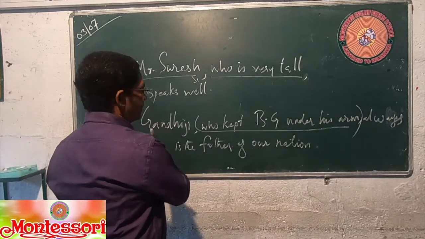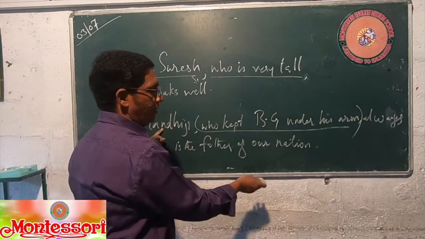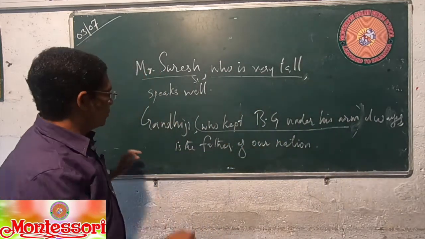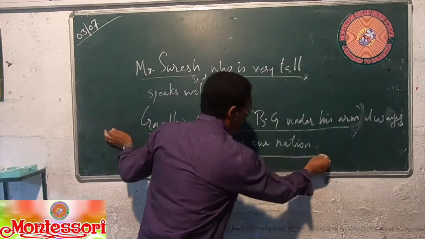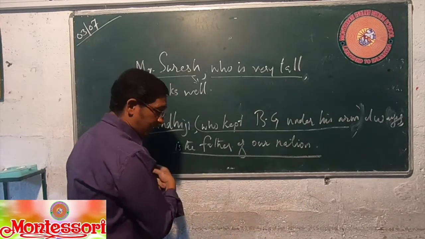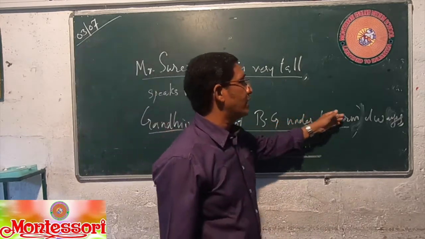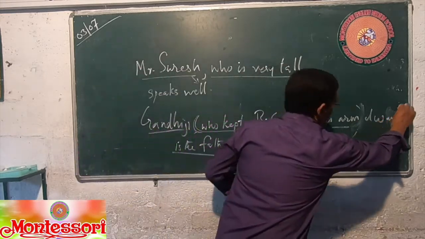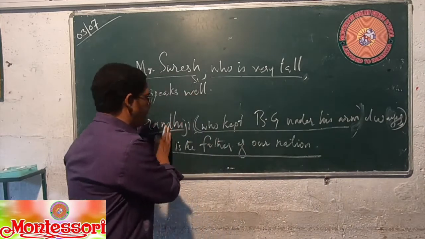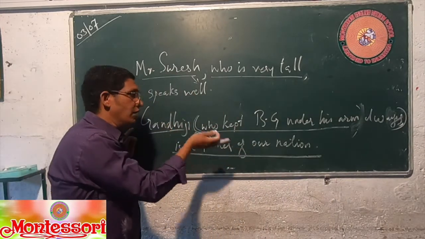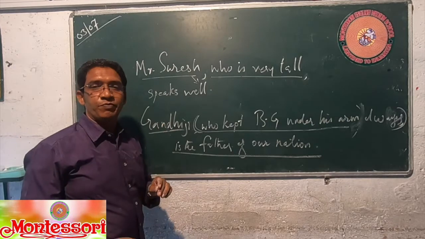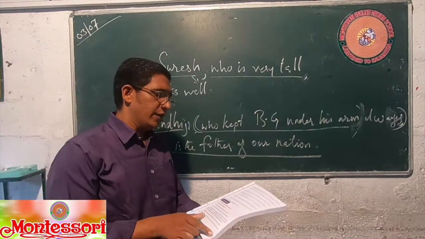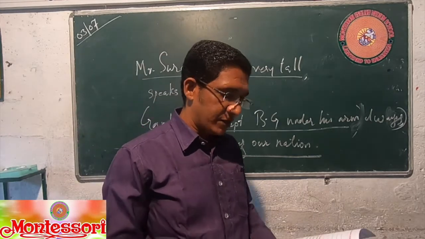Without that also you can understand Gandhiji. Gandhiji is the father of our nation. And I am giving you one particularity about Gandhiji, that he kept Bhagavad Gita under his arms always. So here, this is non-defining because it is not at all defining Gandhiji. It is giving additional information about Gandhiji. I hope you understand defining and non-defining clauses. If not, you can call my number. I will give you further explanation.